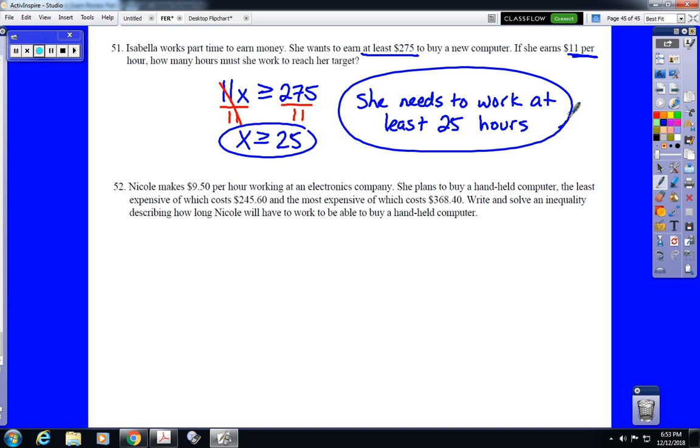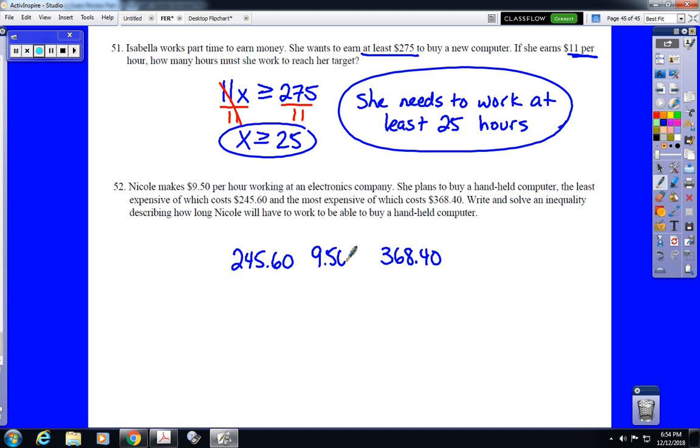Finally, number 52. This is cleverly trying to disguise a compound inequality. It says Nicole makes $9.50 per hour working at an electronics company. She plans to buy a handheld computer, the least expensive of which costs $245.60, and the most expensive of which is $368.40. Write and solve an inequality describing how long Nicole will have to work to be able to buy a handheld computer. Now, I would argue that we don't even need the most expensive number, but we will go ahead and use it here.